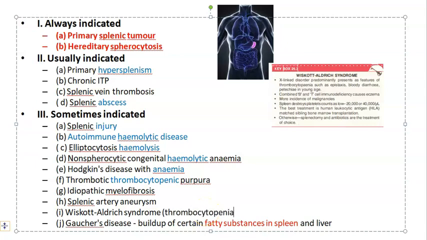Thrombocytopenia is there, so you'll remove it. This we understood. What is myelofibrosis? Something to do with the bone marrow. So the bone marrow itself is not proper, so who will make the blood cells, right? So obviously remove the spleen. So this is also clear.